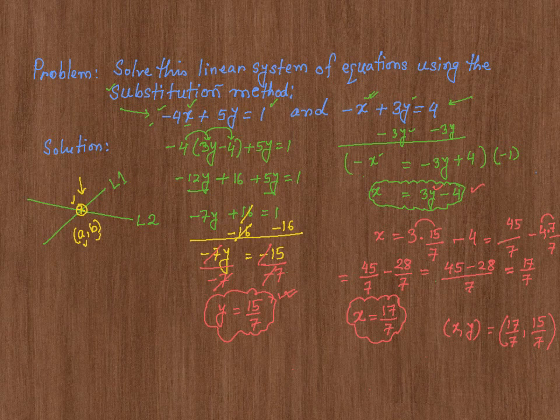So let's say this straight line looks like this, and this straight line looks like this. Now we just found the point of intersection, this point, which, by the way, is 17 over 7 comma 15 over 7. So in essence, when we are solving a system of linear equations, we are finding the point of intersection, meaning finding the coordinates of the point of intersection.